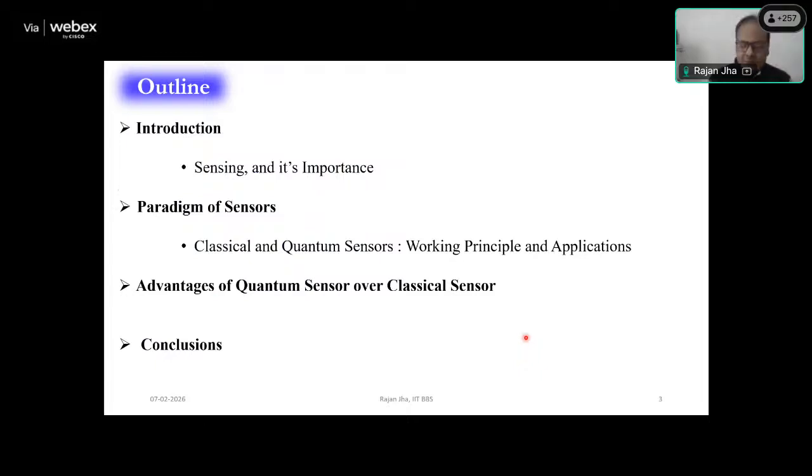Good. So this is the outline of my talk. We'll be talking about sensing and why it is so important in the present context. Then, what are the two paradigms of sensing, whether it is classical or quantum, and what are its working principle and application. And are there any advantages of quantum systems or quantum sensors over classical systems, followed by some discussion.